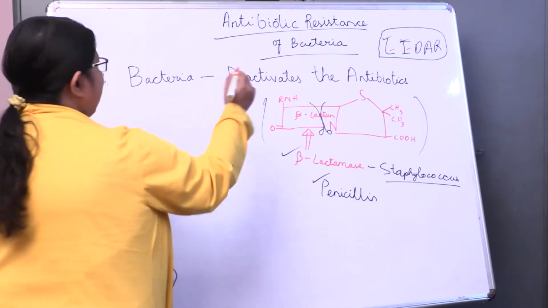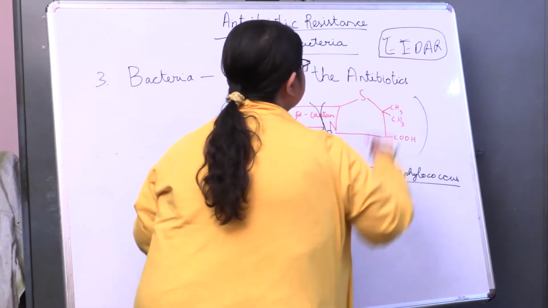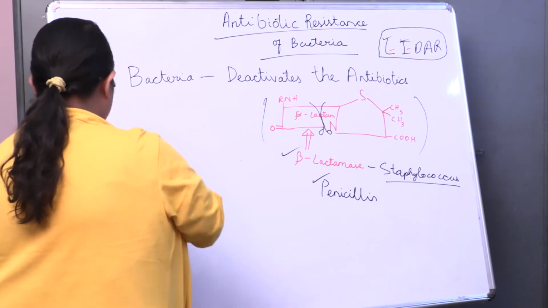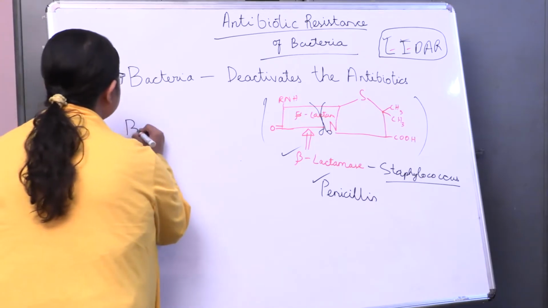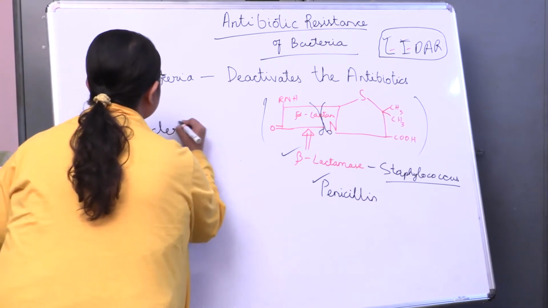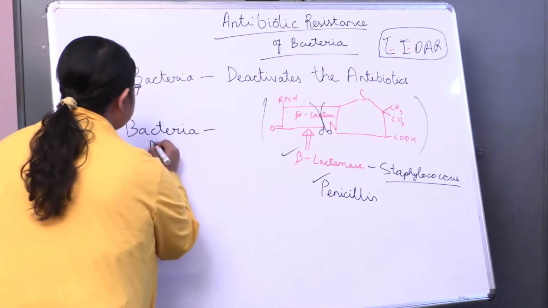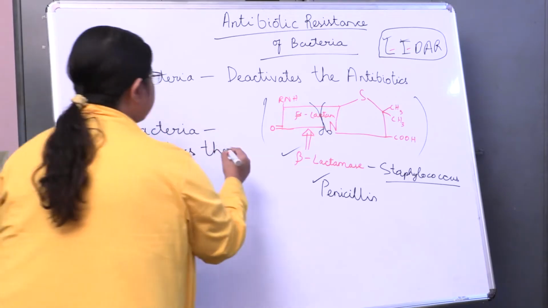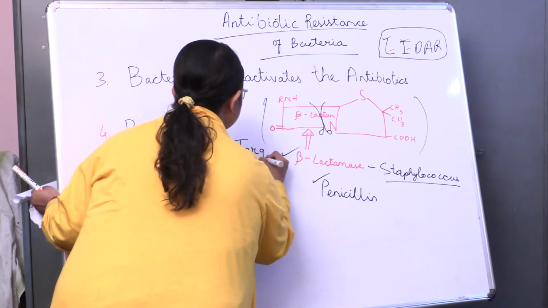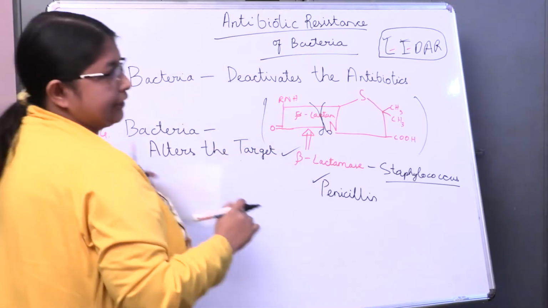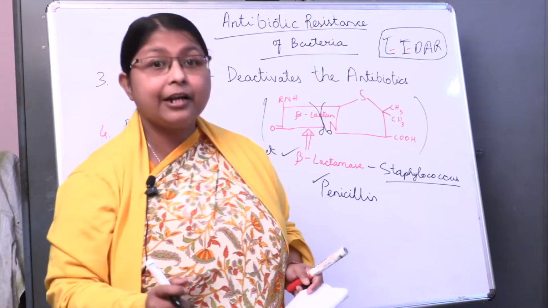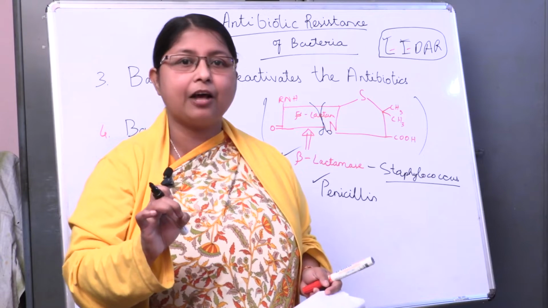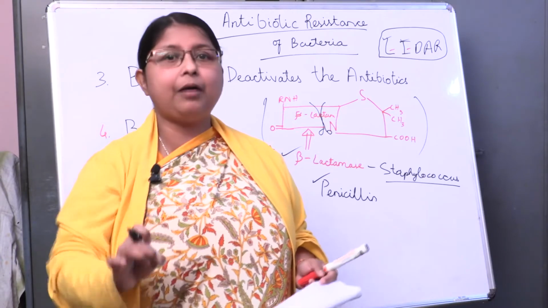Next, we have finished with L, I, D. Next is A. Bacteria alters the target. Alters the target. What do I mean by this? Target means the place, the site at which the antibiotic acts on the bacteria.